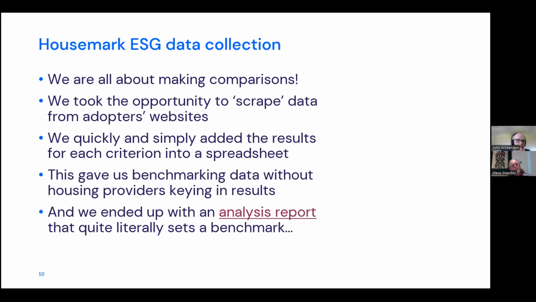So that gave us a big spreadsheet, which then gave us benchmarking results. It wasn't really a first, but in an unusual way of going around it, we had a whole load of benchmarking data without our members having to actually key in results. Quite a lot of our benchmarking is about landlords themselves entering data for their own organization. But for this, we were able to go to a publicly available source, take it from members of HouseMark and non-members of HouseMark, and put it together in a spreadsheet and end up with an analysis report. And I put a link into the report there. It's freely available from our website.